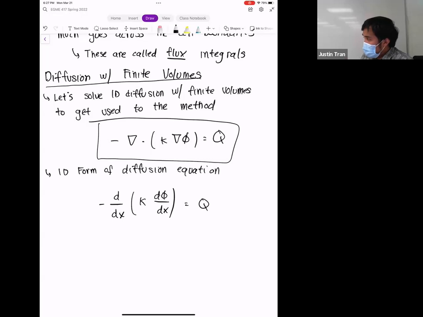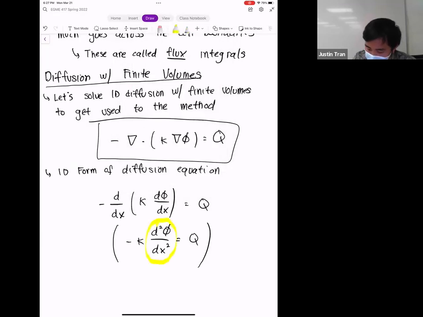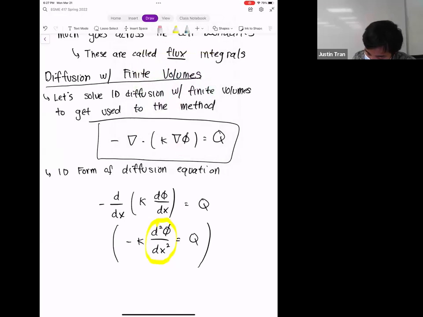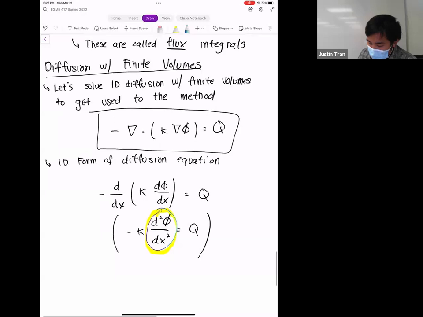I'm putting it in this form just to make the divergence theorem a little bit easier, but if you remember from before, this was our diffusion equation. Our diffusion equation was simply a second order derivative with respect to x equal to q. When we solved this with finite differences, we took this equation right here and plugged in its finite difference approximation.